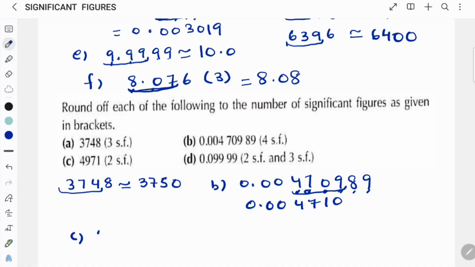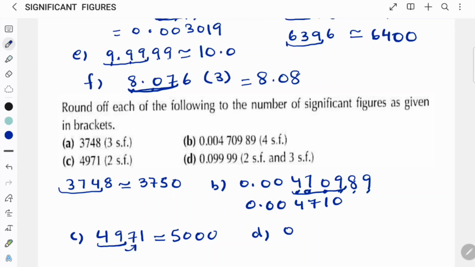Part C, 4971. 2 significant figures end here. After that you have 7, so we write down 50, but you put 2 extra zeros because it is 4971, which will be 5000 as your answer. 5000 is 4 significant figures also and 2 significant figures also.